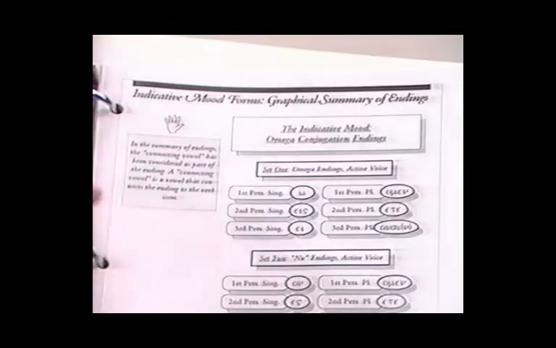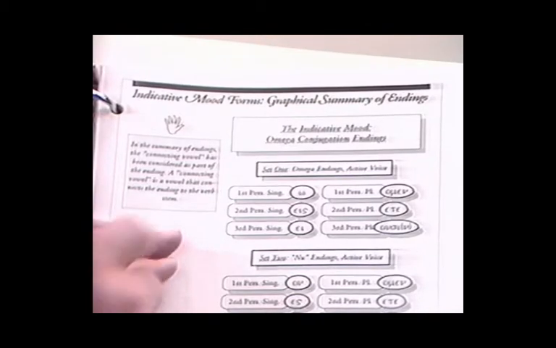Now turn to page 3-15. Here we see not active endings, but rather middle and passive endings. We're not going to discuss these today, but I simply want you to know where they are in your book. Turn now to page 3-16, and here we see a graphical display of the active indicative verb endings.